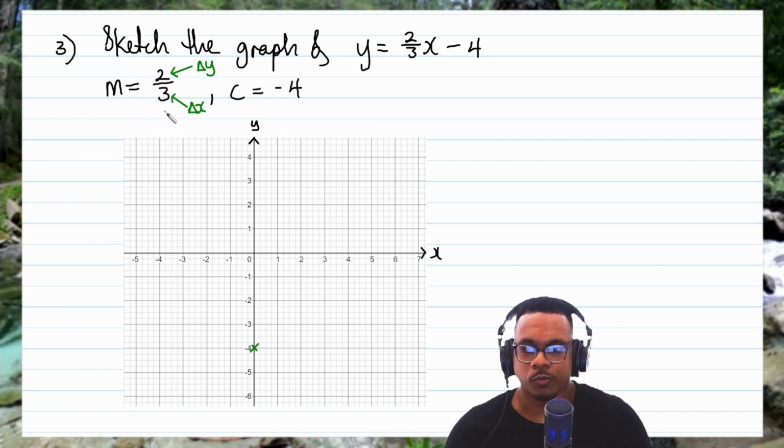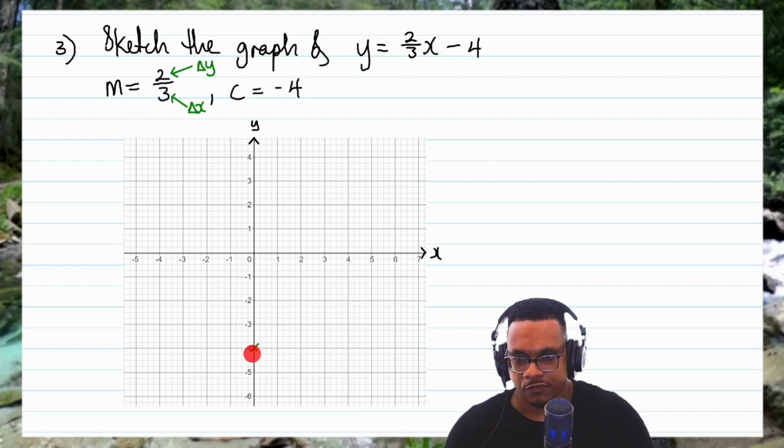Next, I'll look at the gradient, where a change in y is positive 2. That means 2 upwards. So I'll be counting from the y-intercept, and I'll be going 2 upwards. So that'll be here, 1, 2. And then this positive 3 will mean 3 across to the right. So I'll go across 1, 2, 3. So I'll plot this point here.